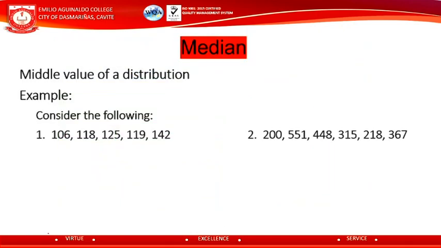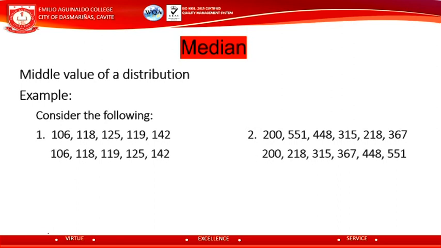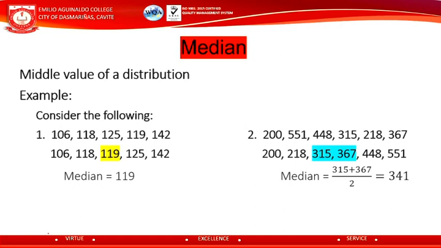Now let's proceed to the determination of the median. Like what we have defined earlier, the median is the middlemost score. And as you can see here, we have 2 examples, example number 1 and example number 2. But the problem is it is not yet arranged in ascending order. So the first thing that we have to do is to arrange it in ascending order, just like this. Okay, so it is now already arranged in ascending order, and let us determine the median of each number. So for number 1, we can already see the middlemost score that is equivalent to 119.